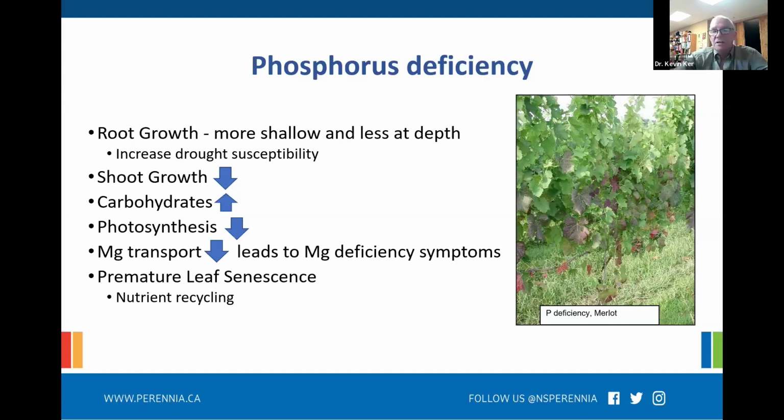Photosynthesis declines. Phosphorus deficiency leads to magnesium deficiency because phosphorus has been associated with magnesium transport within the plant, and you can get premature leaf senescence. The picture that you can see is actually an example of Merlot, where we went in, we did the tissue sampling, and we found out that the leaves were phosphorus deficient. And this led to other problems.